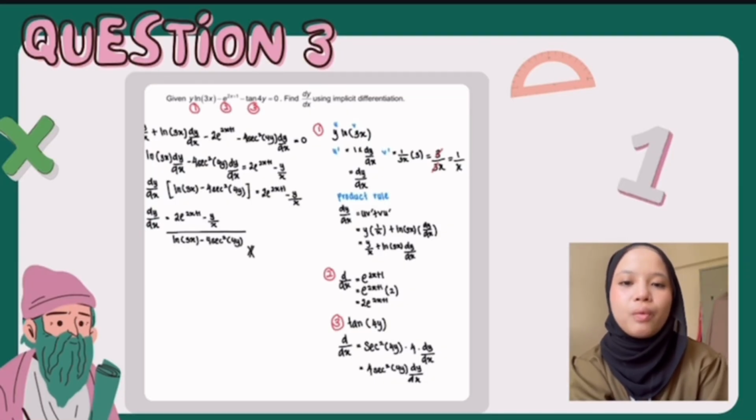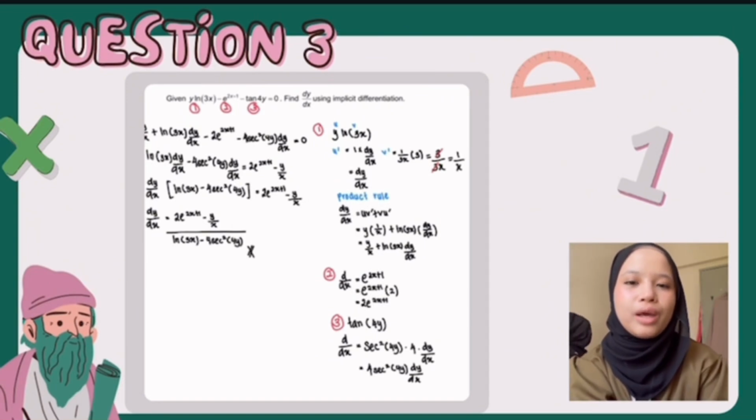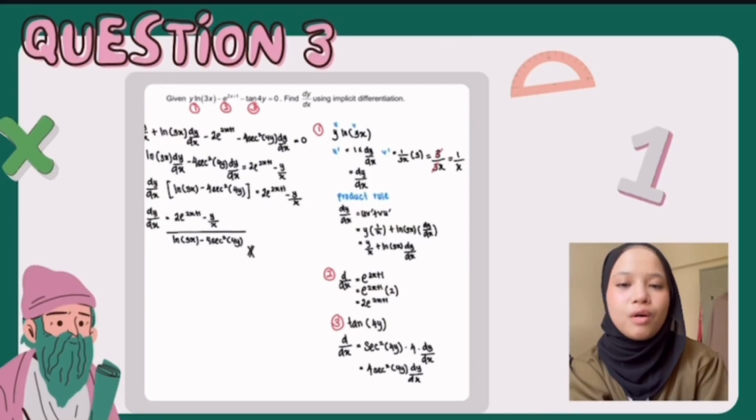And the last part is tan 4y. When we differentiate tan 4y, we need to differentiate tan first, which becomes secant squared 4y, and then we differentiate 4y, which gives 4 multiplied by dy/dx. The final answer will be 4 secant squared 4y dy/dx.